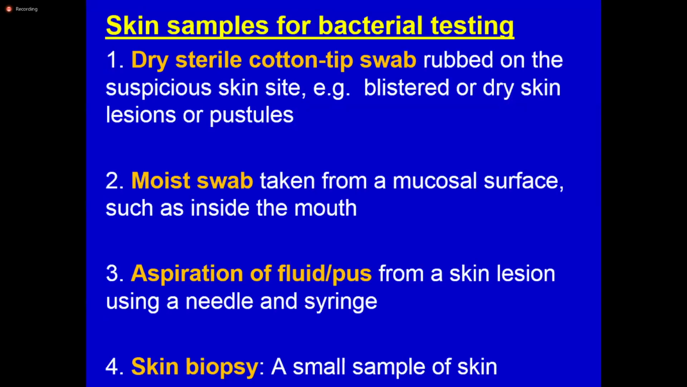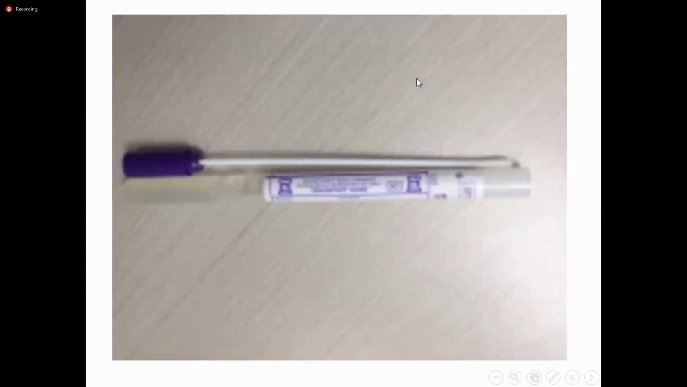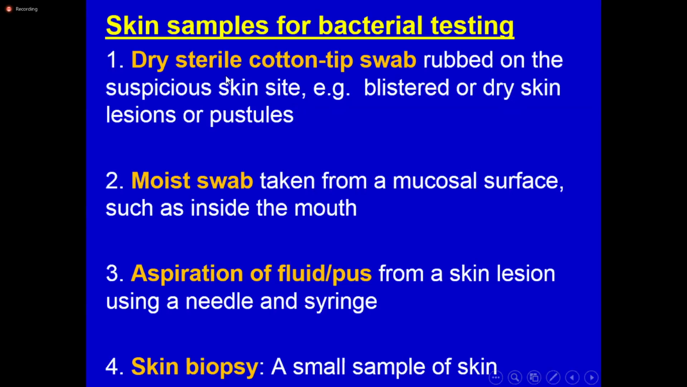Last slide, and we finish the lecture. How we take a skin sample for bacterial testing. A dry, sterile cotton swab. Look at the swab. This is cotton at the end here. And this is a tube to put the swab in it, just to keep it clean and deliver it to the laboratory. So I'm sure you will have this in the laboratory soon, and it will be explained to you.